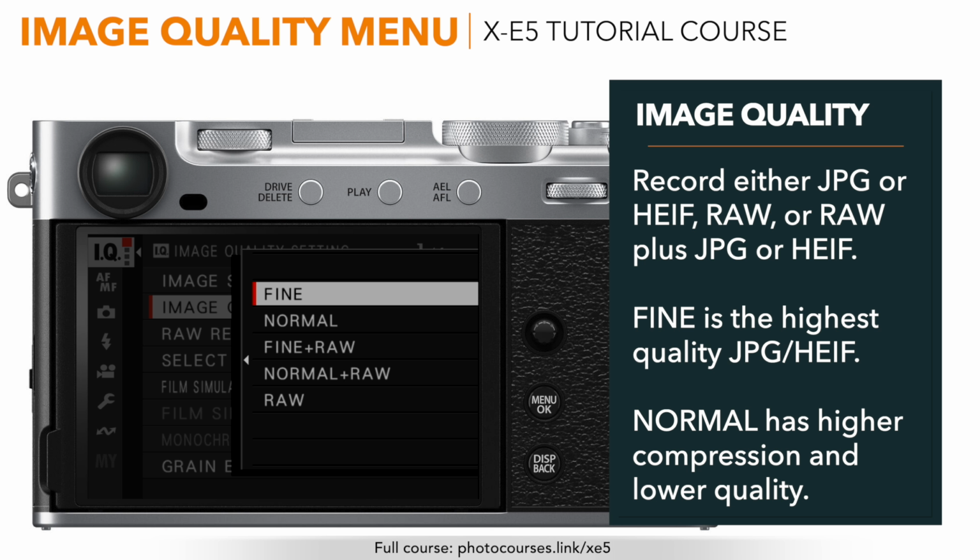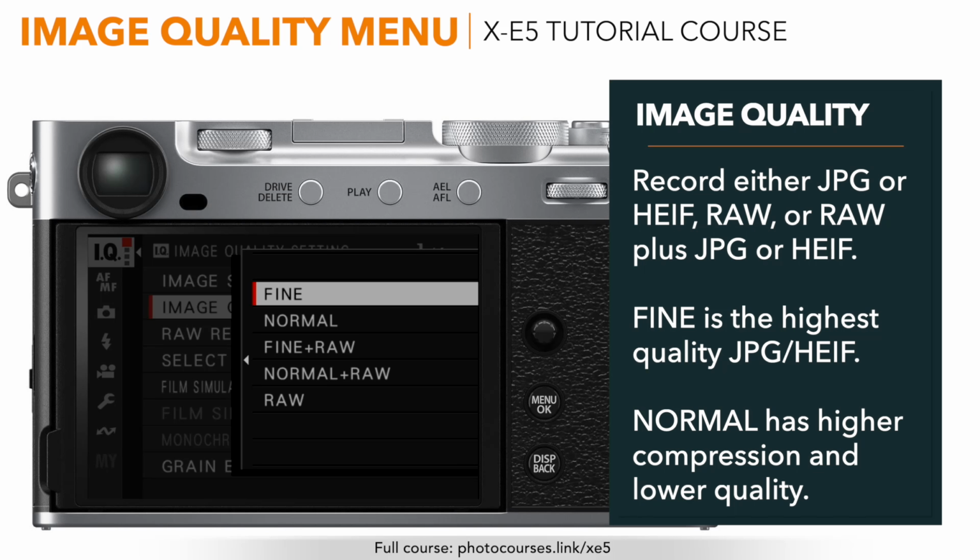Image quality is where you're going to set to record either a RAW file, a JPEG or HEIF file, or a RAW and a JPEG/HEIF file. RAW files are completely unprocessed, and you will have to process them later on a computer to get the look that you want. JPEG and HEIF files are already processed in the camera with the rest of the image quality settings that we're going to learn about later. You can also record both the RAW file and a JPEG or HEIF file.